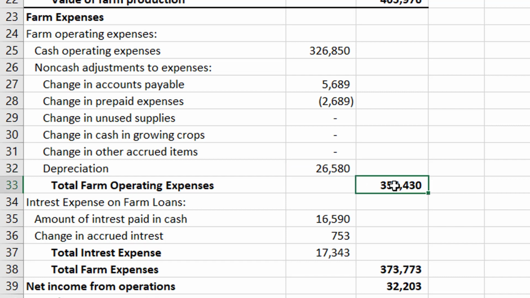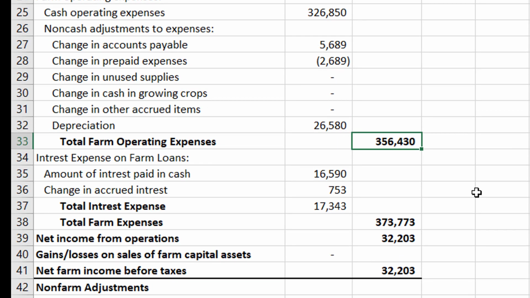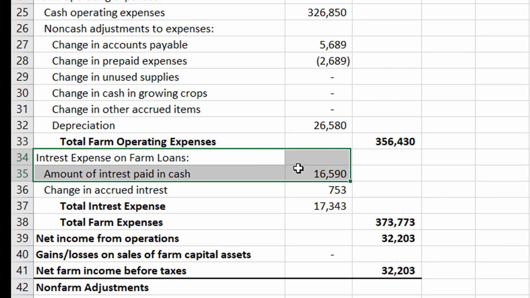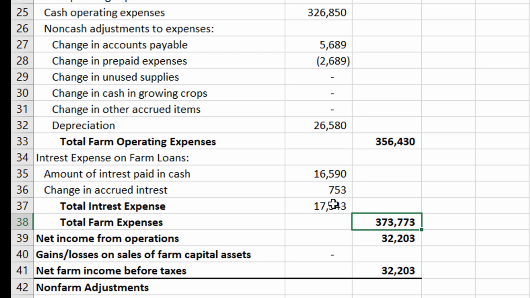And this is not different from any other example of an income statement. You total up the revenue, you make some adjustment for inventory, whether it's cost of goods sold or whatever the case may be, total up the expenses. Now we're going to break out interest expenses. It's a normal process to break out interest separately and have a total interest expense that we then add in order to get a total farm expense.